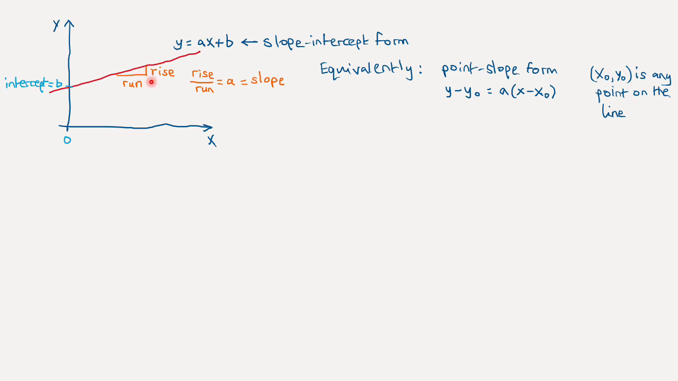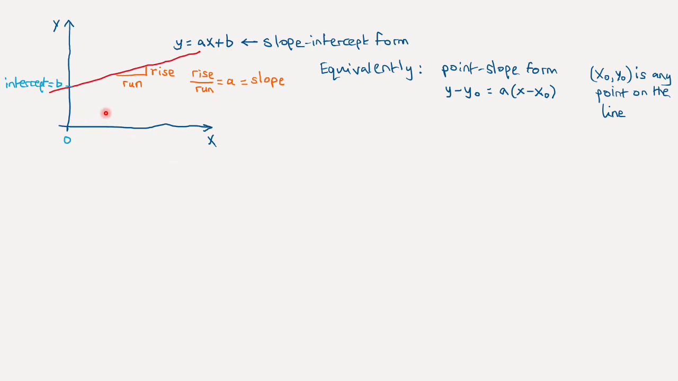And if we calculate that ratio, rise divided by run, we get a number that would be the same no matter where along the line we calculated the rise over the run. And that number is the slope, which in this equation is given by the letter a. And b is typically just called the intercept, but more specifically it's the y-intercept when x is 0.